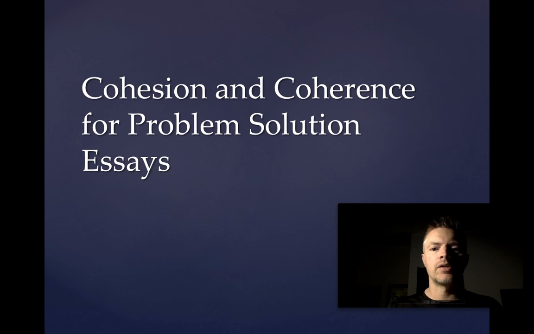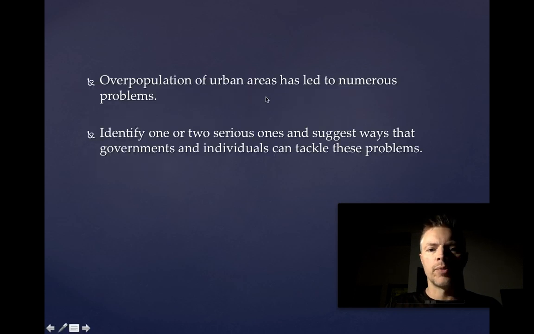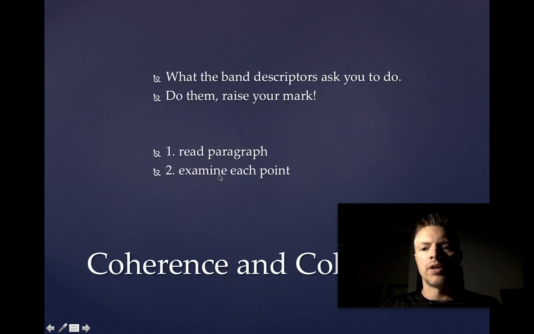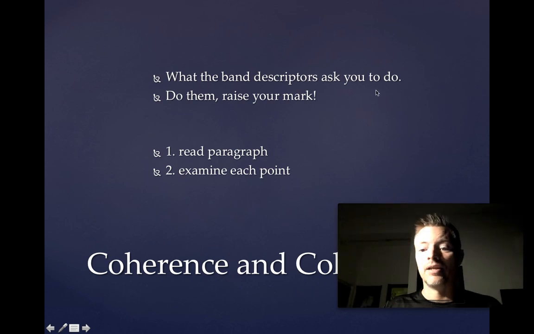We're going to look at coherence and cohesion for problem solution essays. Population of urban areas has led to numerous problems. Identify one or two serious ones and suggest ways that governments tackle these problems. Okay. Overpopulation. So what do the band descriptors ask you to do? That's what we're going to look at, the detail of what coherence and cohesion is.